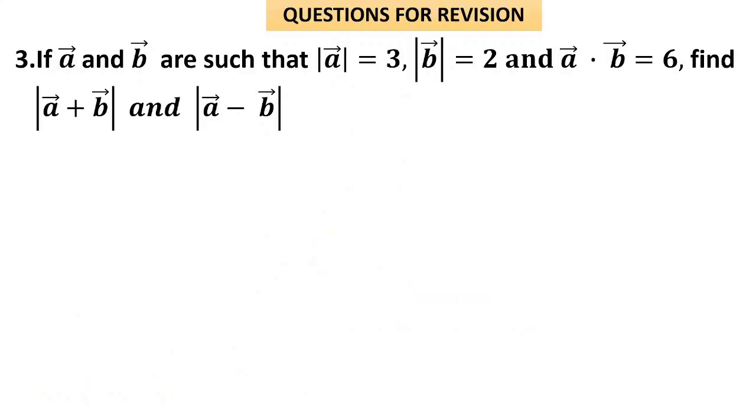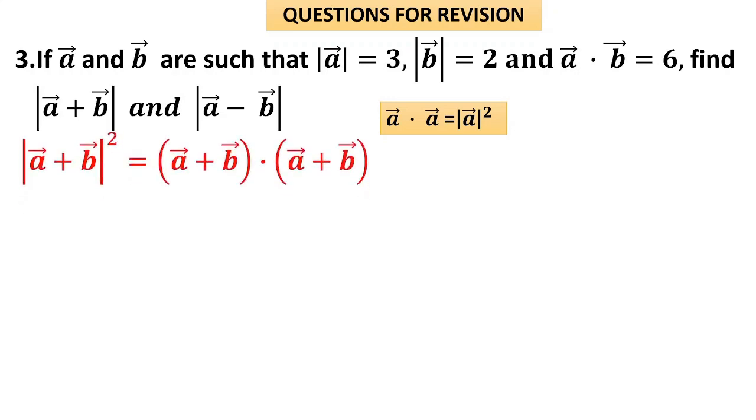Question number 3. If A and B are such that magnitude of A is 3, magnitude of B is 2 and A dot B is 6, find magnitude of A plus B and magnitude of A minus B. Now these are some problems which make use of the results we have obtained from the dot product. For example, here we have obtained that A dot A is magnitude of A square. Therefore to find magnitude of A plus B, we can't find it directly.